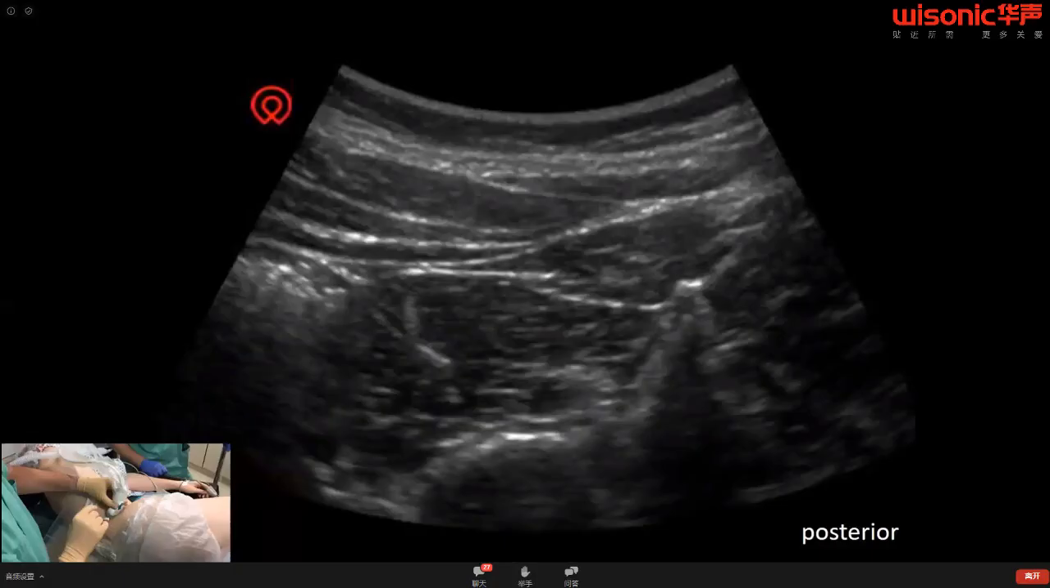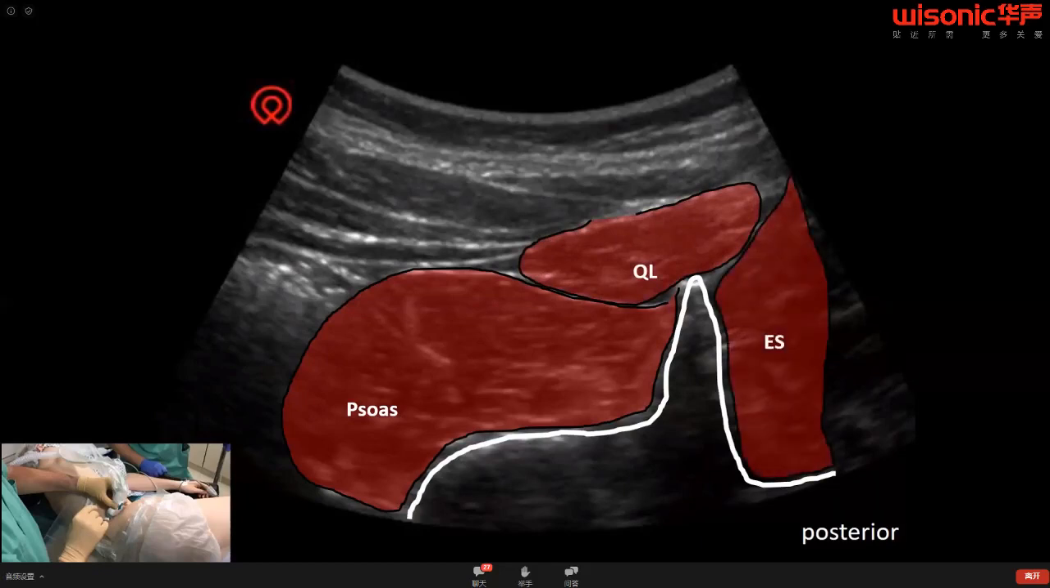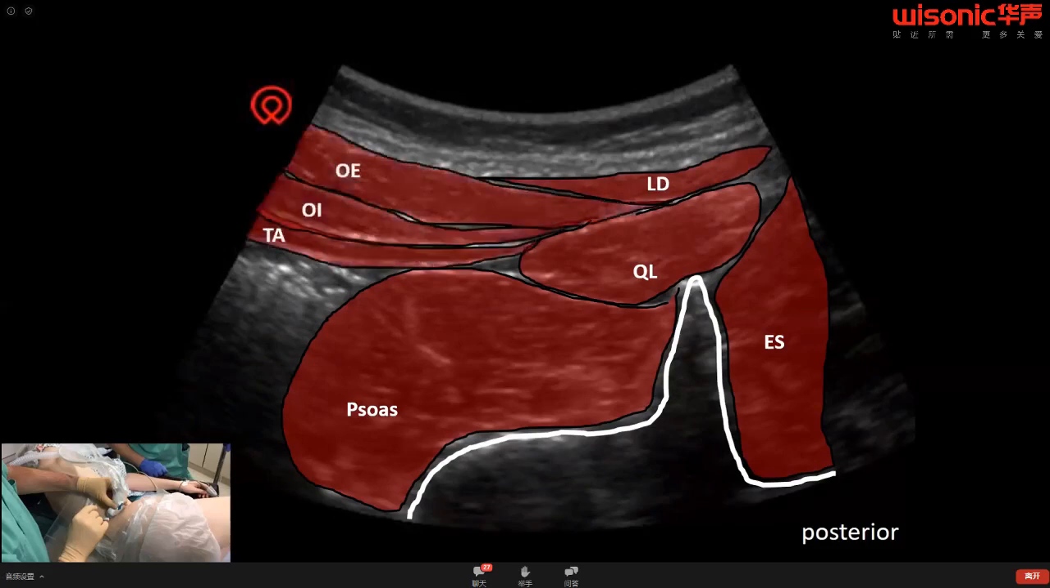For the different quadratus lumborum blocks, the patient can be placed in a lateral position and a convex probe is placed in the flank of the patient. What you can expect then is that you can see here the vertebral body and the transverse process. In front of the transverse process, you see the psoas muscle, on top of the transverse process the quadratus lumborum muscle, and behind the transverse process the erector spinae muscle, lateral to the quadratus lumborum the latissimus dorsi muscle, and in front, the three muscle layers of the abdominal muscles.